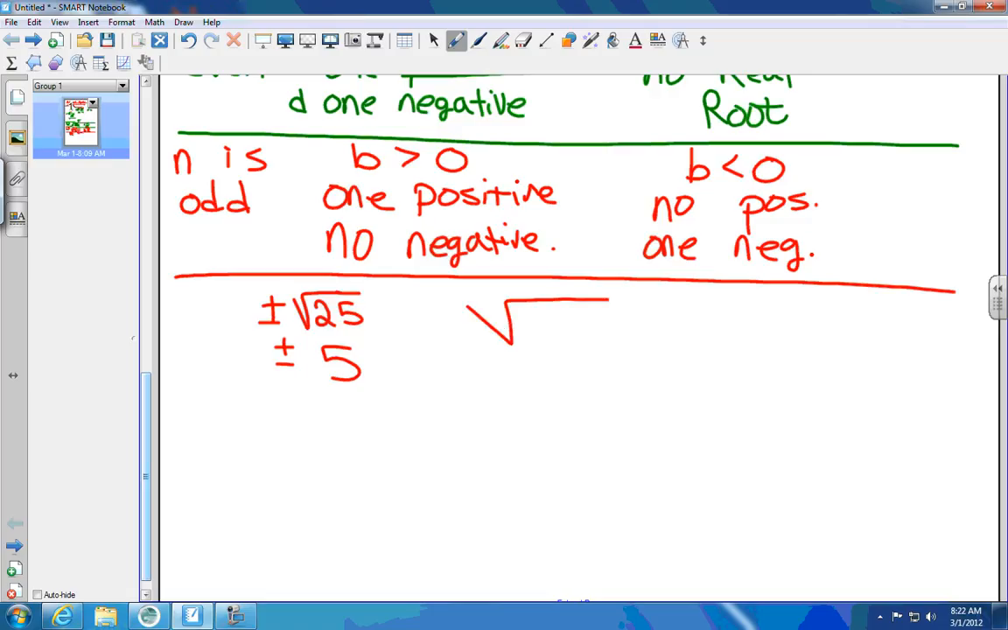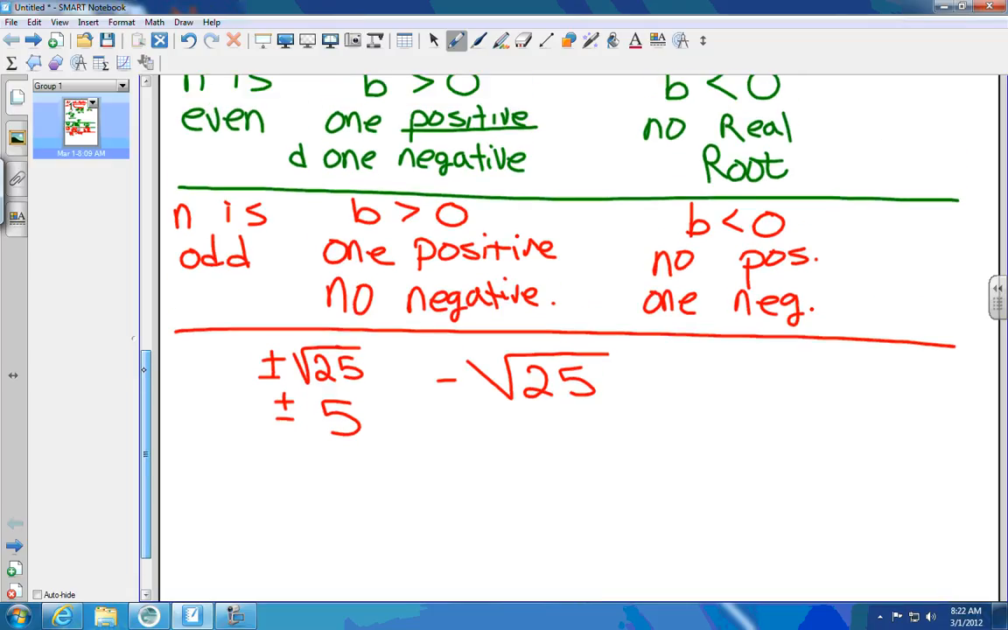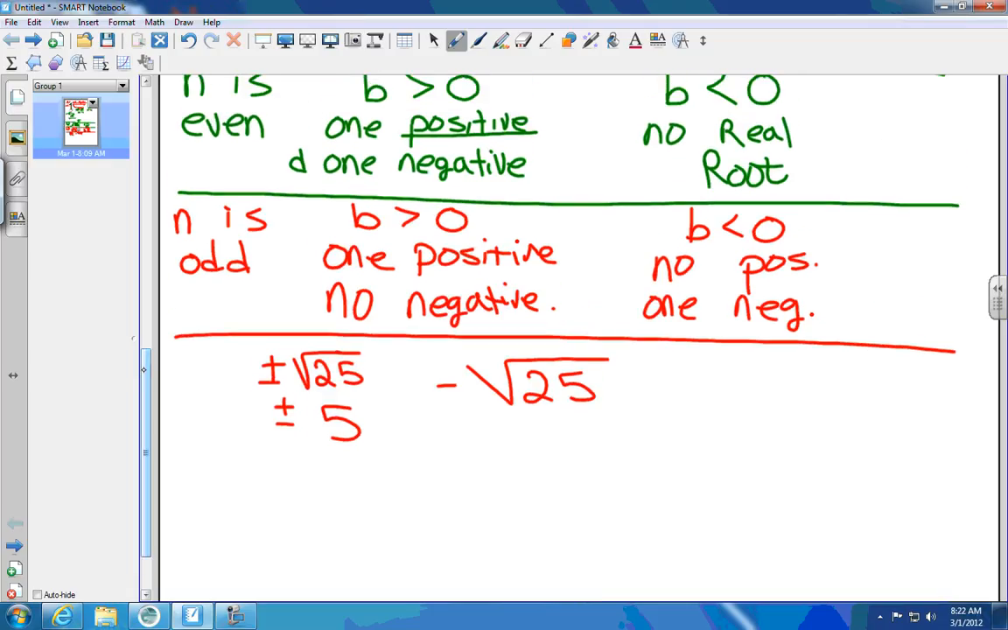Same problem, we'll just put a negative out front this time though. So again, it's the same thing up here. We only list the positive one, which is 5, and then we bring down the negative. So our answer ends up being negative 5.